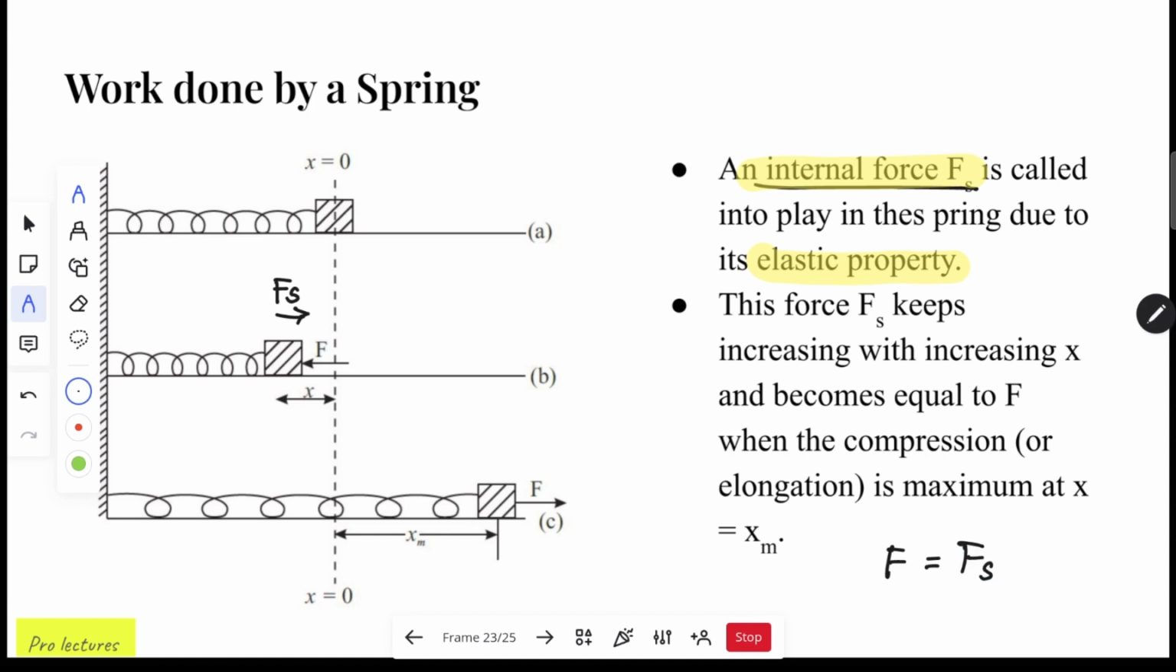You might have observed that when you elongate the spring, at say xm, the maximum, there comes a certain point where you can't pull the spring further, and it will break down. That is when the internal force Fs and the external force F will be equal at xm.